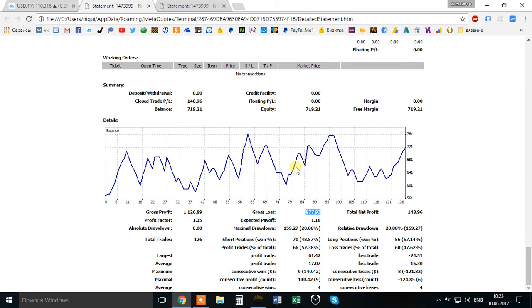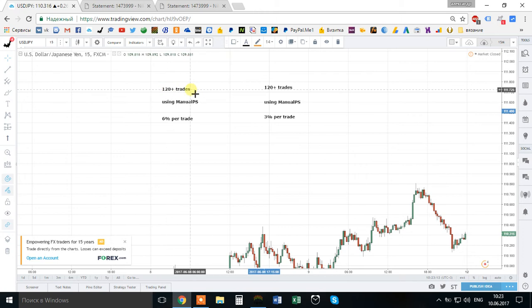I remind you, risking 6%. So 120 plus trades using manual pattern search and risking 6%. And now let's switch to the second statement that has absolutely the same parameters, 120 trades using manual pattern search, but in this case risking 3%. And get ready, guys, this is a very radical improvement.